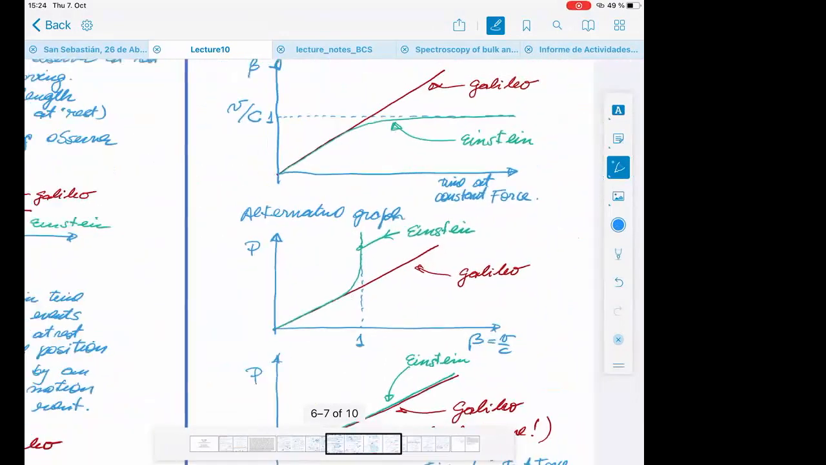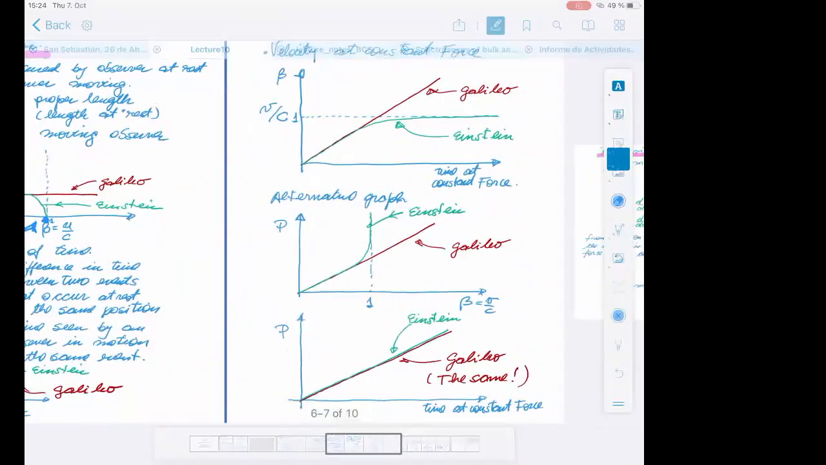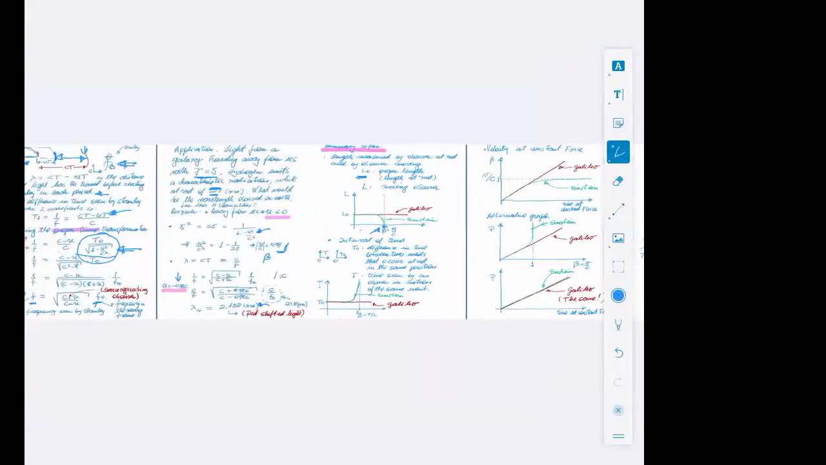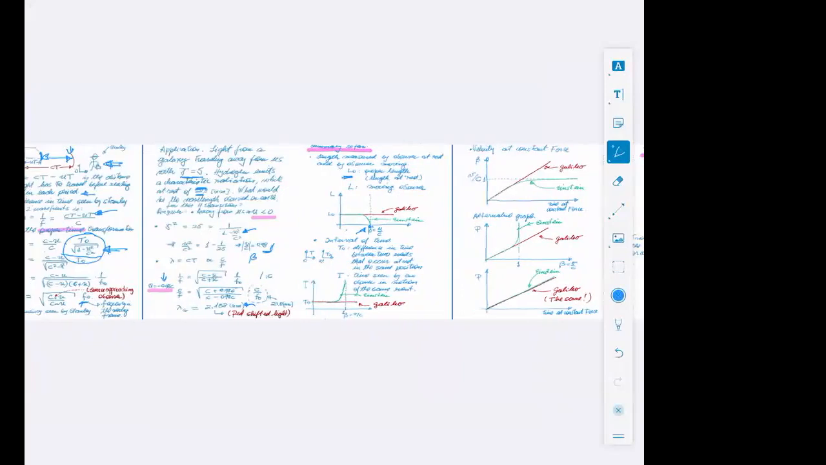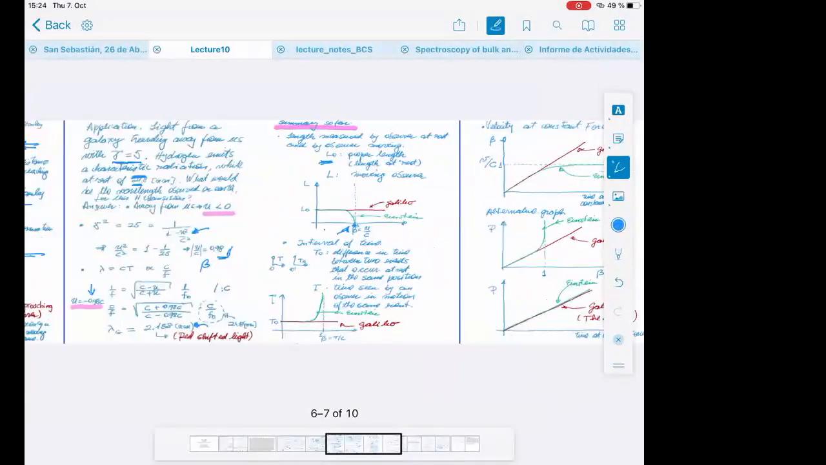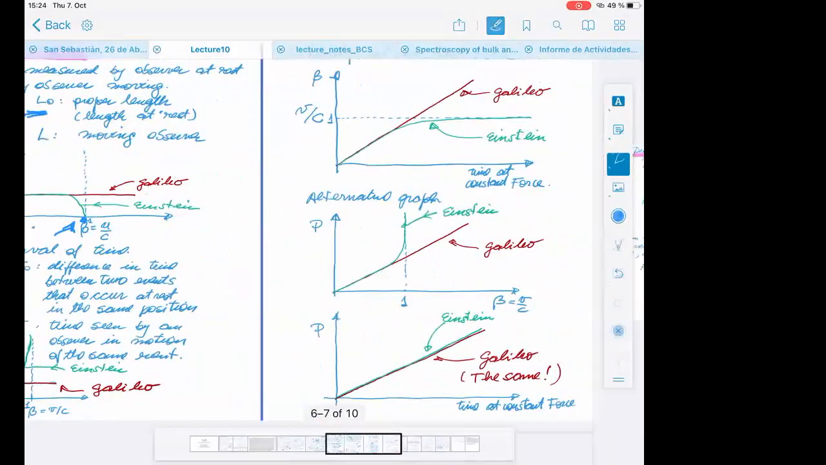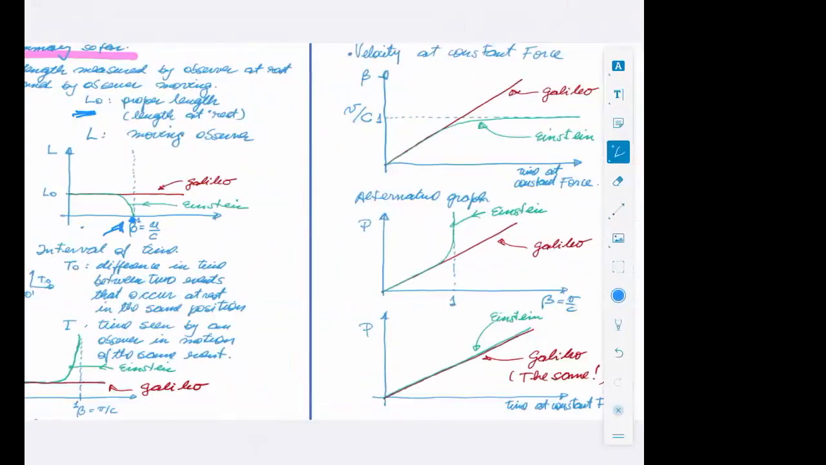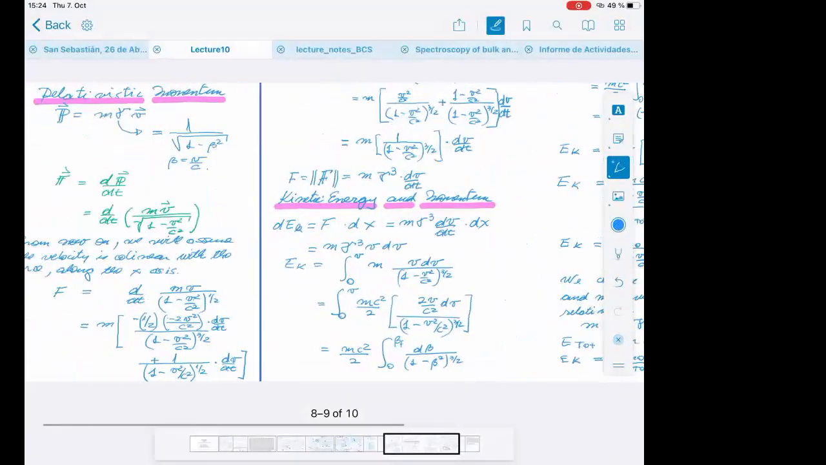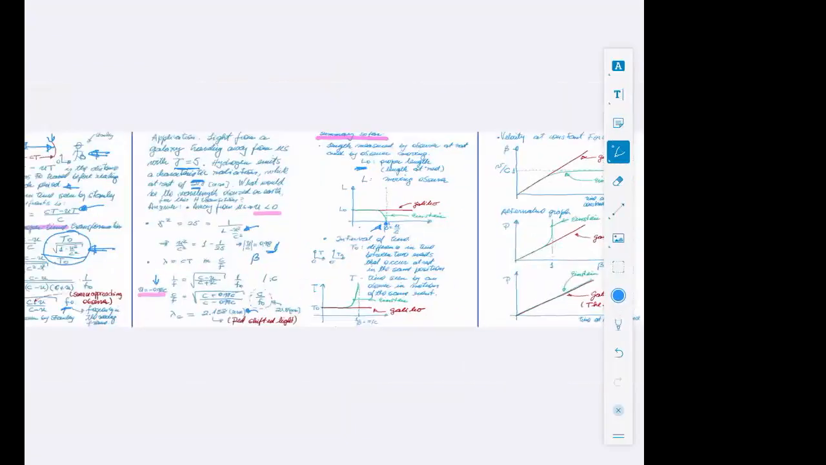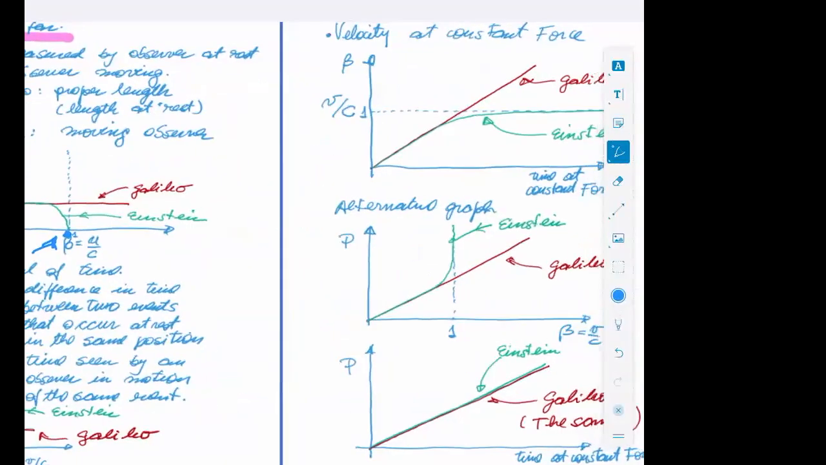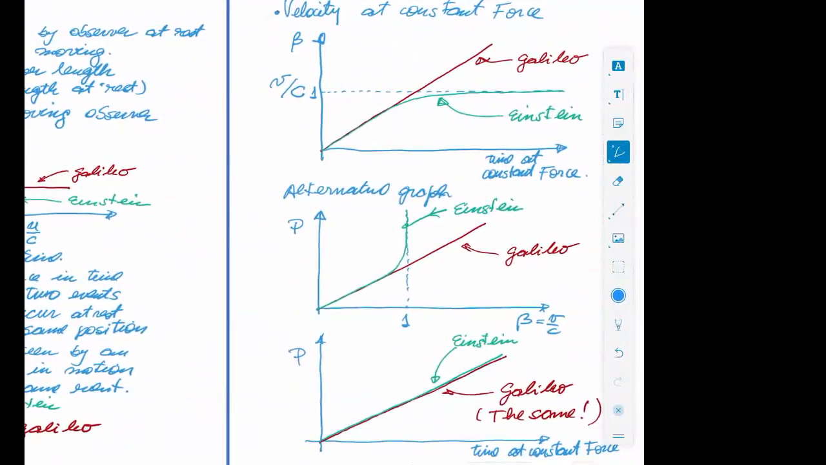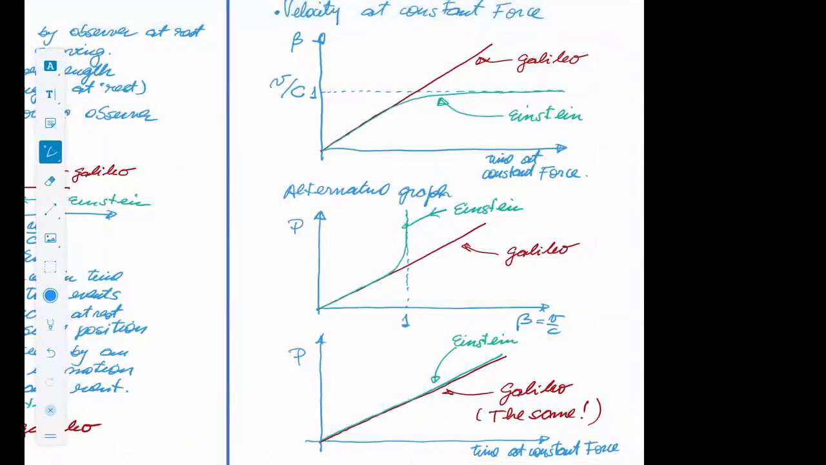Let's see this part now. Okay, I don't understand this. Okay, here I have it. Now I have the velocity of an object subject to a constant force.